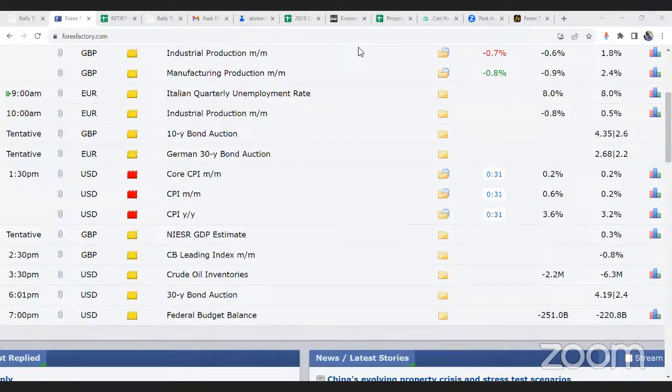This calendar I'm using is Forex Factory, forexfactory.com. There's also an economic calendar on investing.com, but this one I'm using, I think, is the most popular. So you can use forexfactory.com.